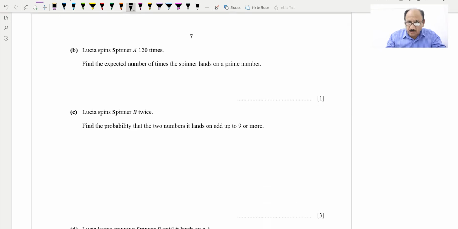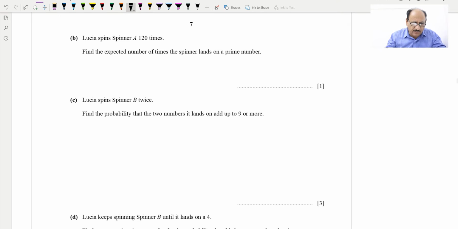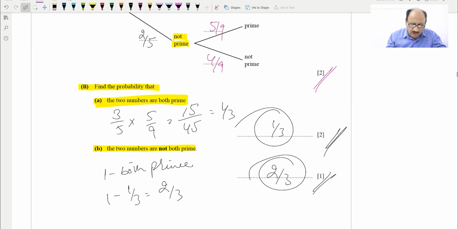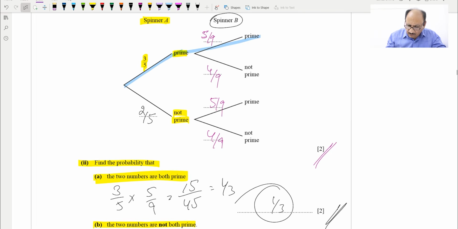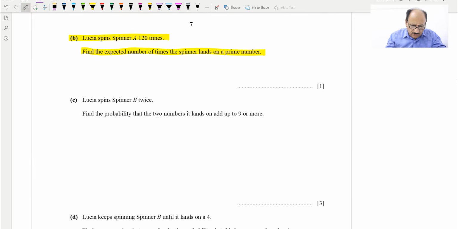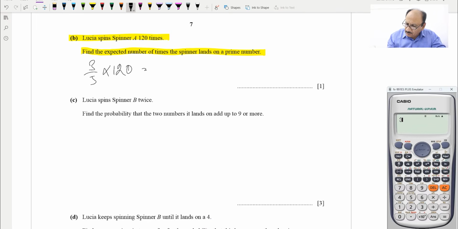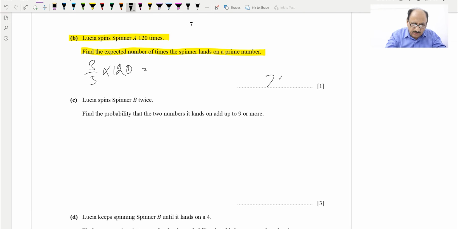Hopefully you understand this. Now for the next part, it says Lucia spins spinner A 120 times, and we need the expected number of times the spinner lands on a prime number. So the probability of a prime number we know is 3 by 5, which is this one. So we will multiply 3 by 5 times 120, and this will be equal to 3 over 5 multiplied by 120, which gives us the answer 72. So 72 will be for 1 mark.